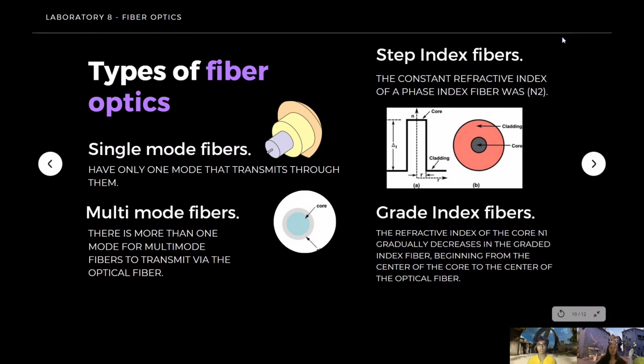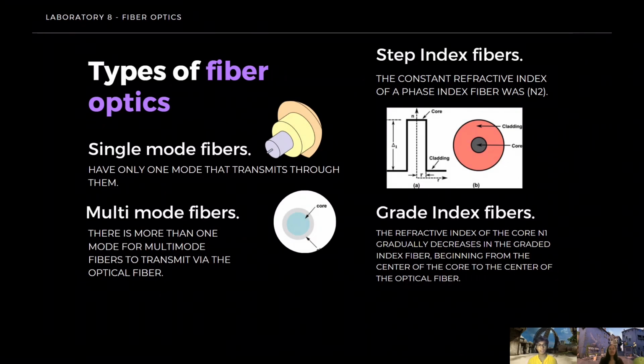So what is a single mode fiber? It has only one mode that transmits through it. Single mode fibers' core diameter is substantially small and has no dispersion effect. It is also widely used for long distance communication, but it is expensive and difficult to produce.